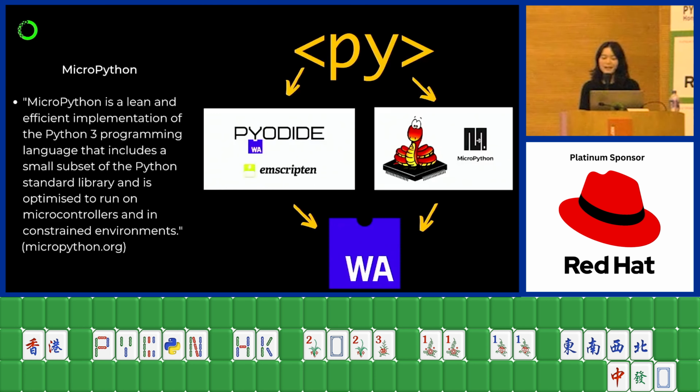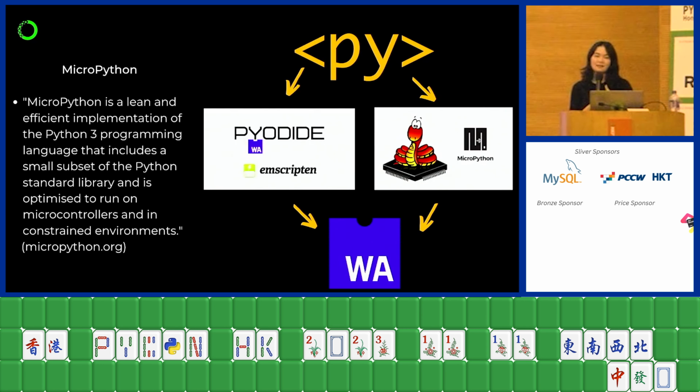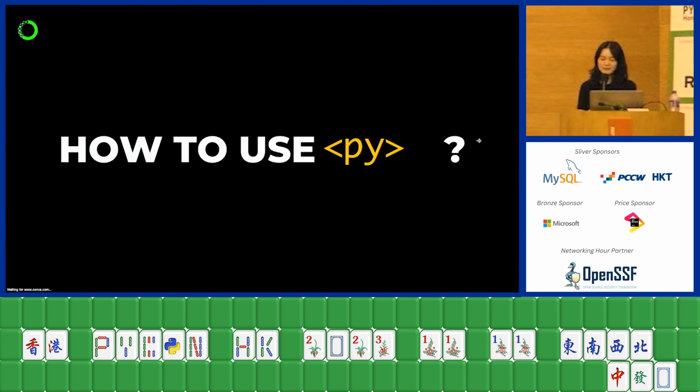Alternatively, you can run PyScript through MicroPython. It's lean and efficient, which means it includes a subset of Python standard libraries optimized to run on microcontrollers in constrained environments. It's much faster than Pyodide, but it doesn't provide as rich of a Python ecosystem as Pyodide would. So there are trade-offs in both implementations. Depending on your application, you can choose which one suits you the best.